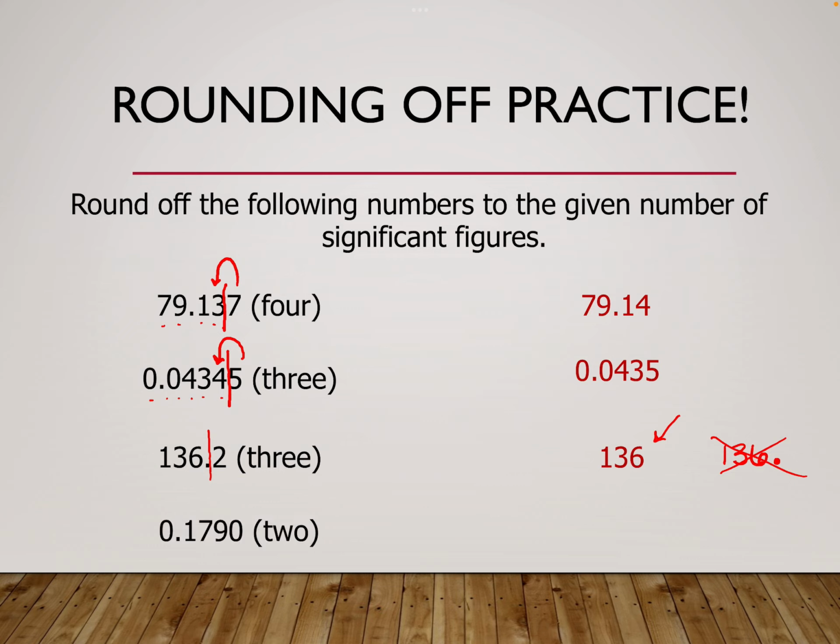All right, let's look at this one. If we round this to 2 significant figures, remember the leading 0 is not significant, so we're going to round it to here, 1, 2, and that 9 rounds up the 7, so we get 0.18.